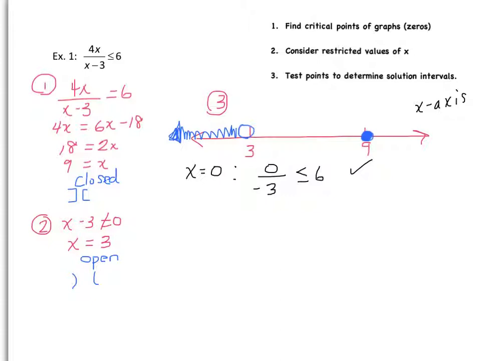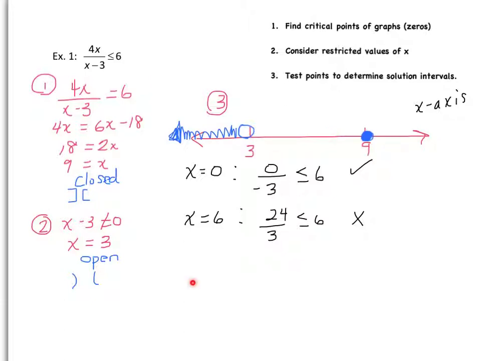Next, I'll test a value between 3 and 9. I'll choose 6. You can choose whatever value you like as long as it is greater than 3 and less than 9. Do not choose 3. Do not choose 9. So if I substitute 6 in for x, I have 24 over 3 is less than or equal to 6. And that is not true because 24 divided by 3 is 8, which of course is greater than 6. So that lets me know that there are no solutions between 3 and 9.